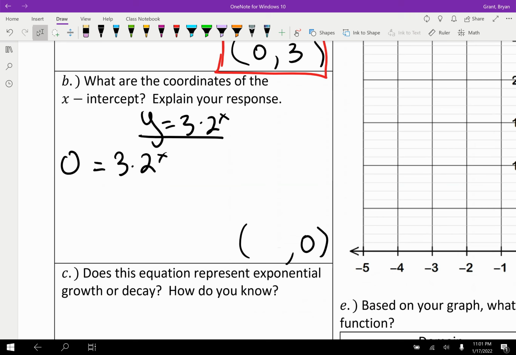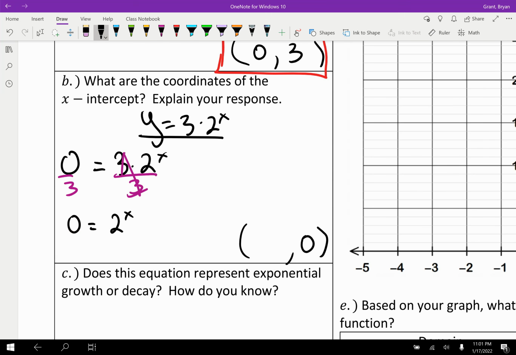Alright, well, since we don't have x alone, we should try to isolate x. We don't know how to undo this, but we can at least undo the multiplying by 3 by dividing both sides by 3. This leaves us with 0 equals 2 to the x. When we've solved this before, we've said, okay, we should make the bases the same. So the question becomes, 2 to what power is 0?